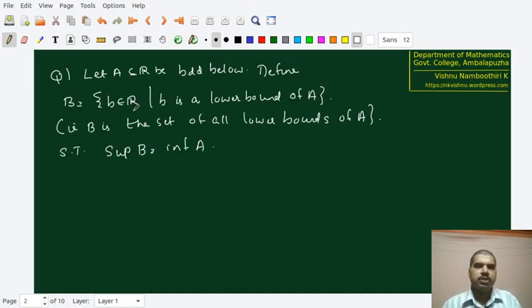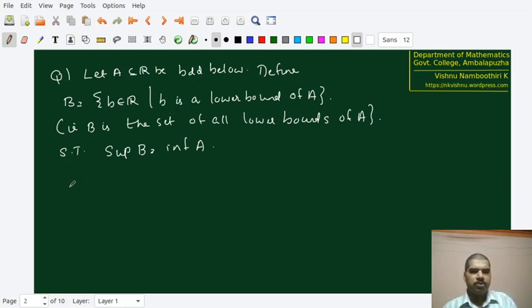So our next question is the following. Let A subset of R be a set that is bounded below in R. Define B to be the set of all real numbers that are lower bounds of A. That means that B is a set of all lower bounds of A. The question is to show that supremum of B is equal to infimum of A.